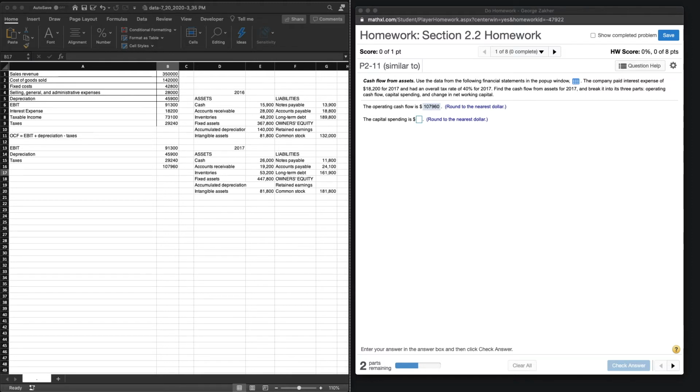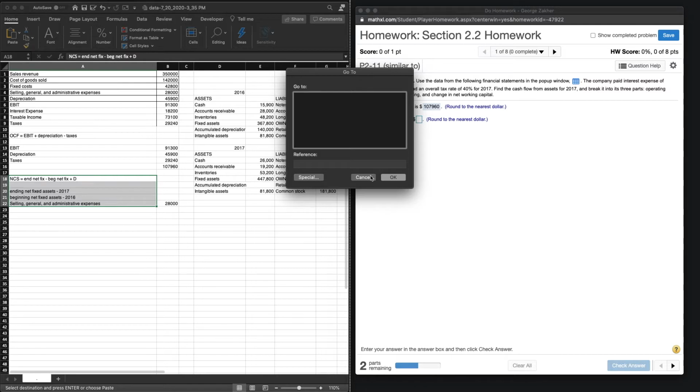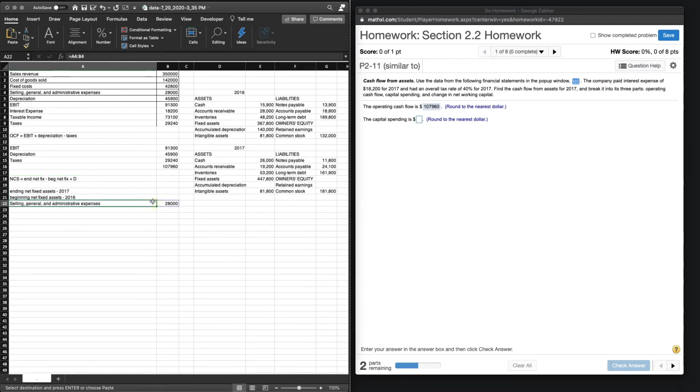Let's take a look at part 2. We need to figure out our capital spending. So in this case, we'll take a look at our equation here. Basically we're looking at our net capital spending, which is equal to our ending fixed assets, so in this case 2017, minus our beginning fixed assets, which is 2016, plus our depreciation, which we've already computed here.